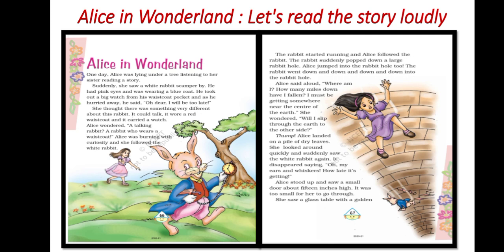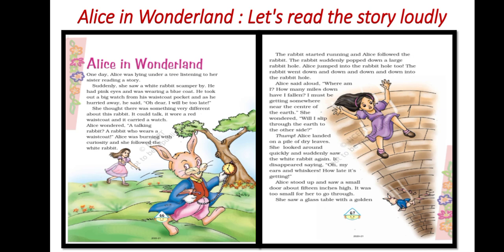One day, Alice was lying under a tree listening to her sister reading a story. Suddenly, she saw a white rabbit scamper by. He had pink eyes and was wearing a blue coat. He took out a big watch from his waistcoat pocket, and as he hurried away, he said, "Oh dear, I will be too late." She thought there was something very different about this rabbit. It could talk, it wore a red waistcoat, and it carried a watch.